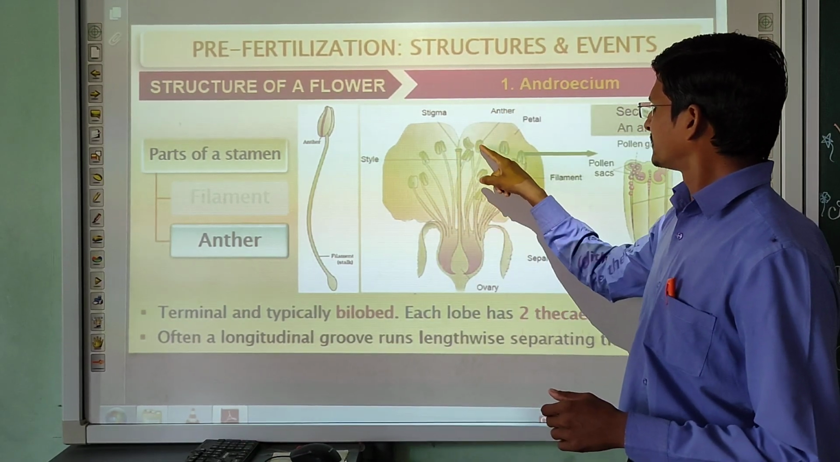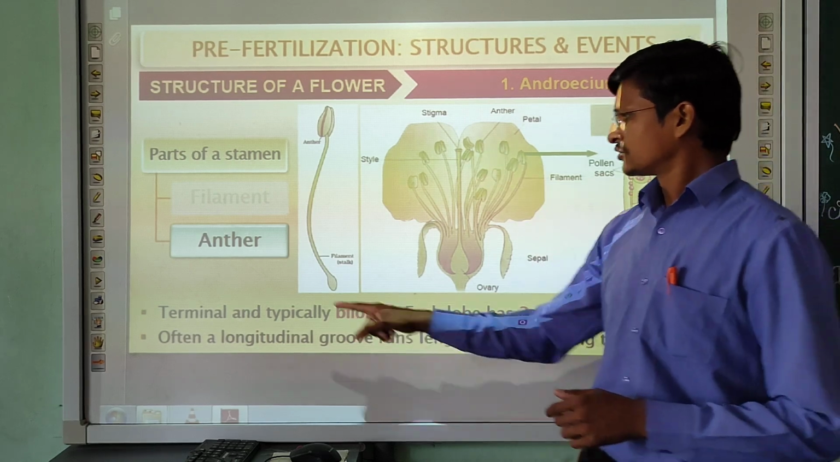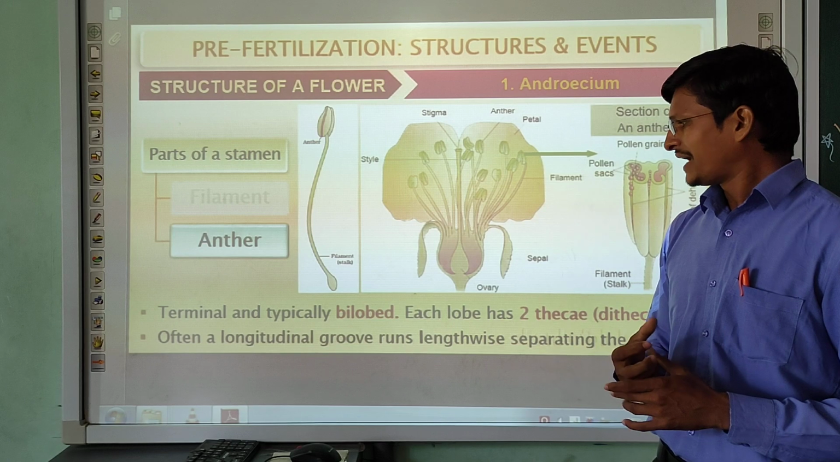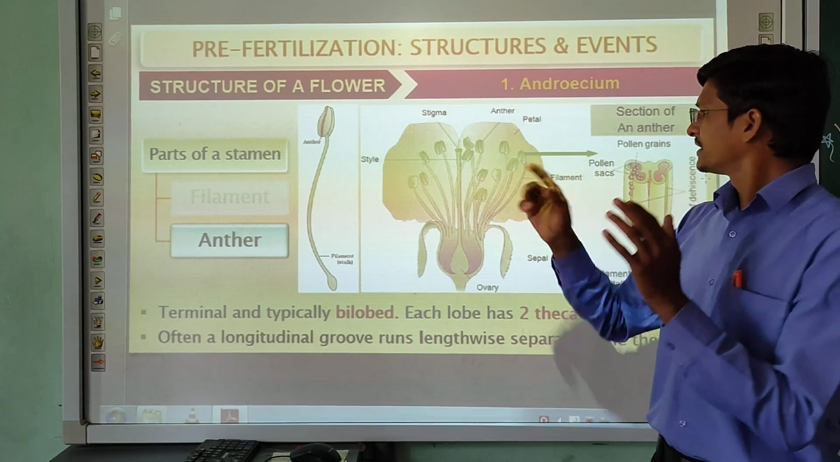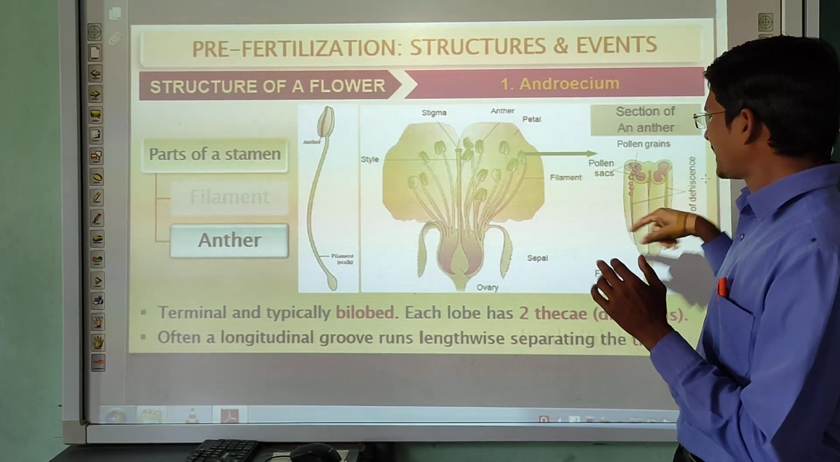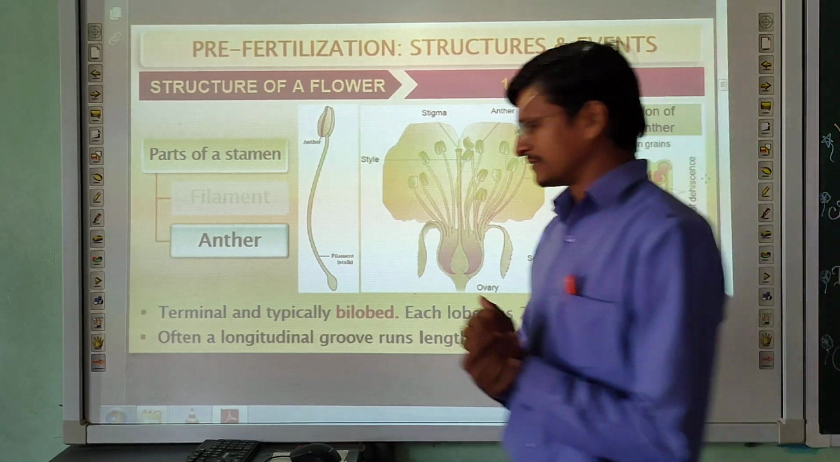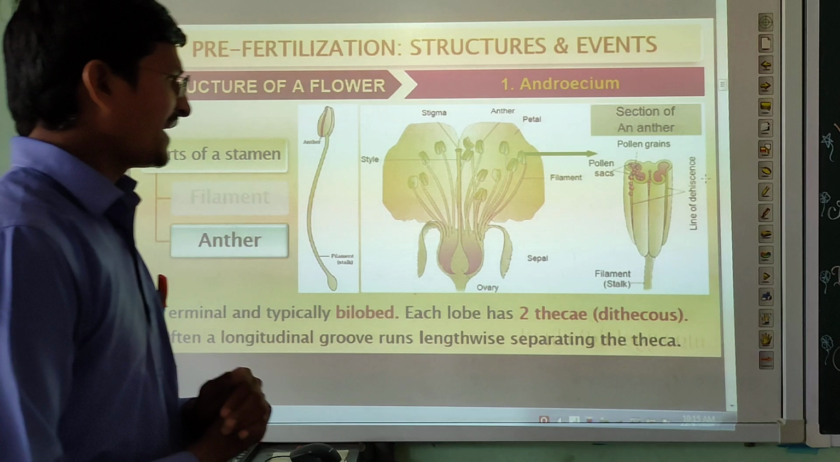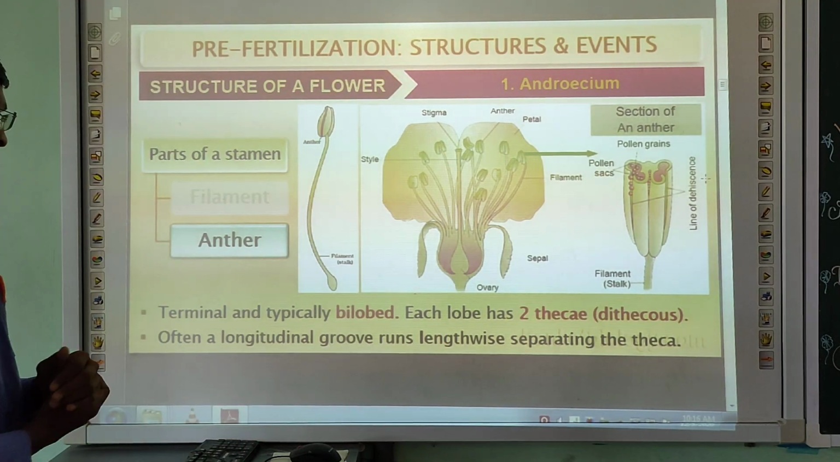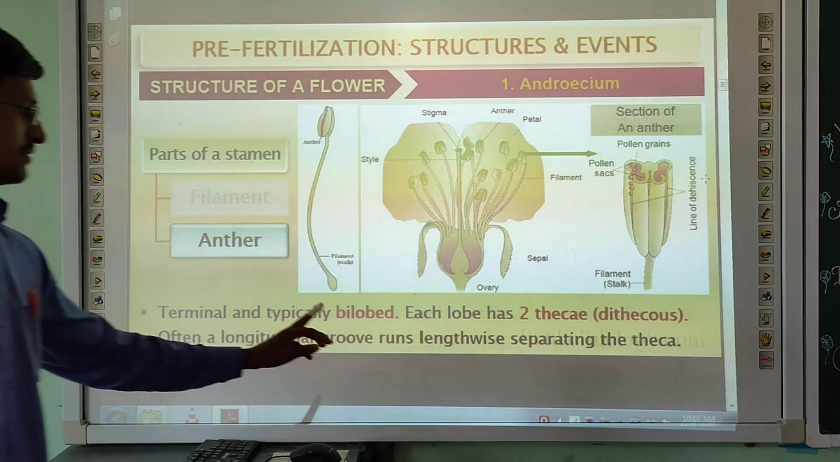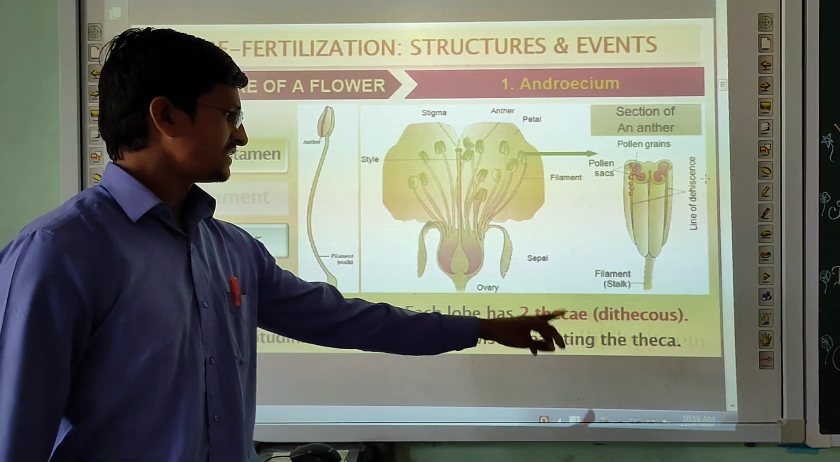Where is the anther? The anther is here. You can see here, it is terminal and typically bilobed. You can see structurally that it is bilobed, and each lobe has two thecae. That is called dithecous. Often a longitudinal groove runs lengthwise separating the thecae.